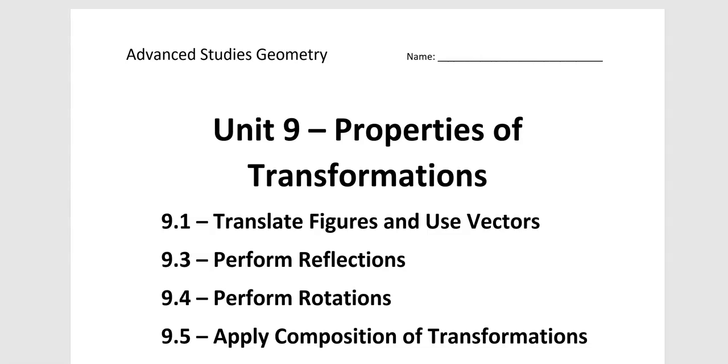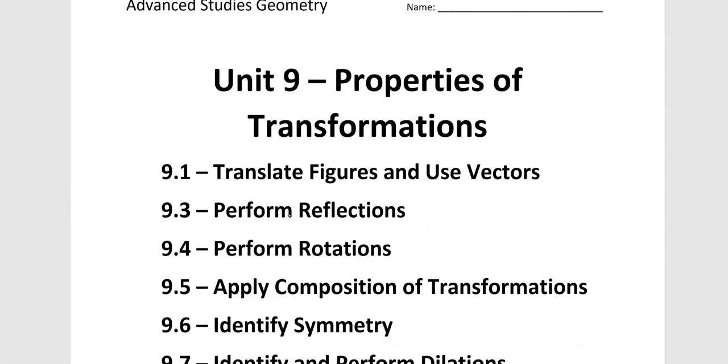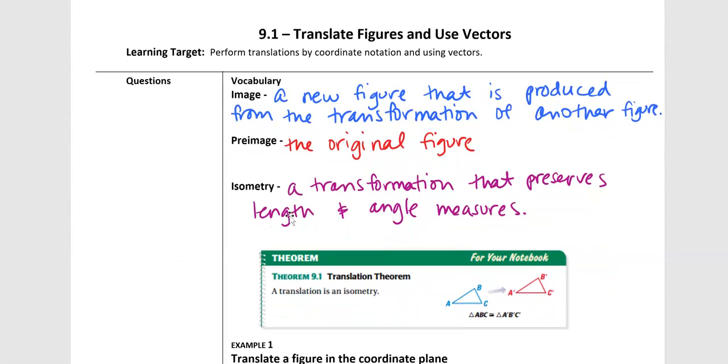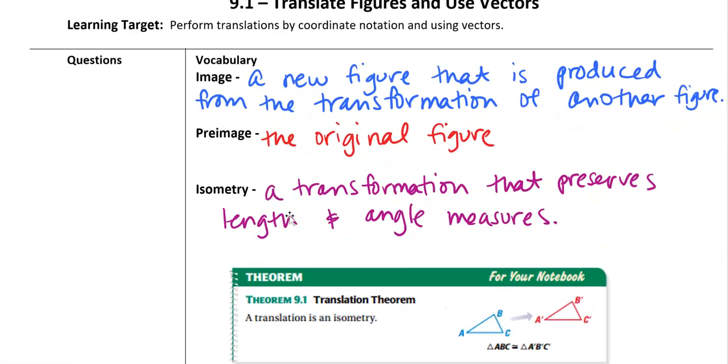Today we're going to start our new unit, Properties of Transformations. So our first section here is going to be translating figures and using vectors. I will define a vector here when we get to that point. So if you go ahead and get to section 9.1, I do have a couple of definitions already here for you.